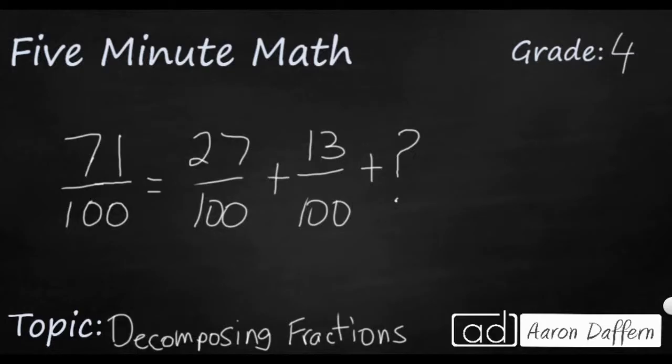One final problem. We're going to do it without drawing pictures. 71/100 equals 27/100 plus 13/100 plus a mystery number. Well, I know one thing right away about my mystery number. It needs to have the same denominator as everything else, so it's going to have a denominator of 100. So 27 plus 13 plus what makes 71?